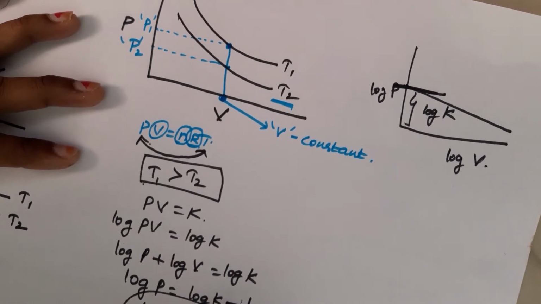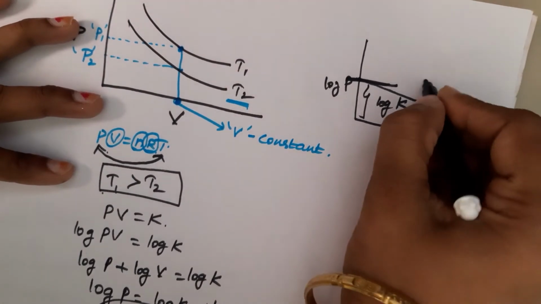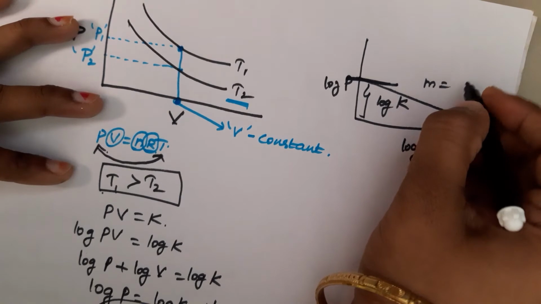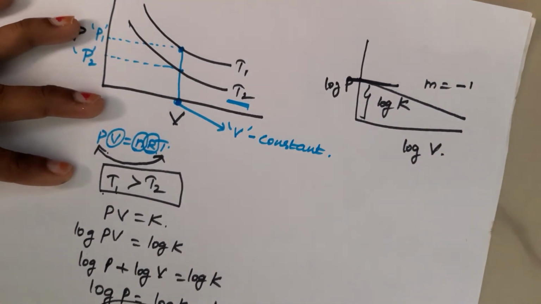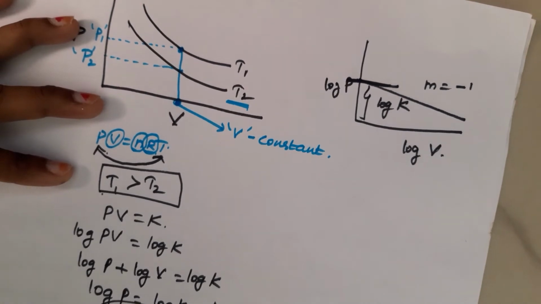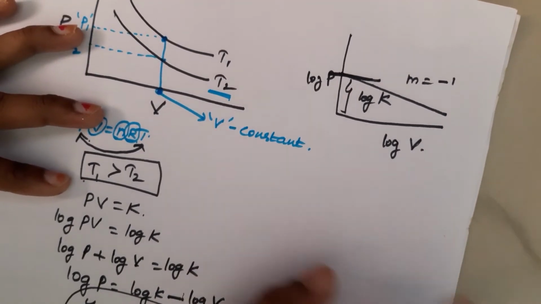Okay. Here is the graph. Log V is decreasing. Here the slope is m is equal to minus 1. Take another graph. I am taking another graph, a similar graph only.